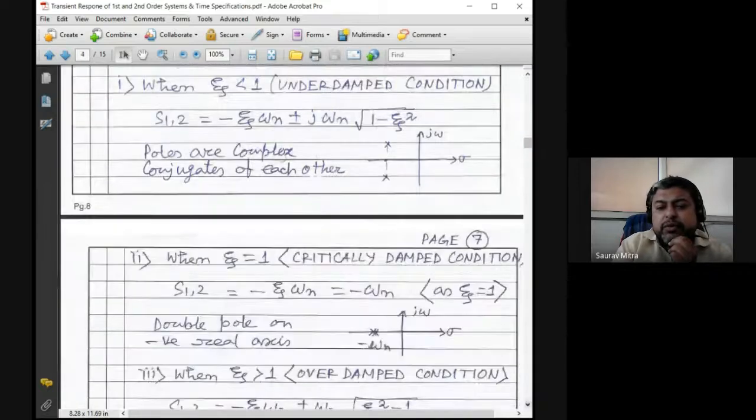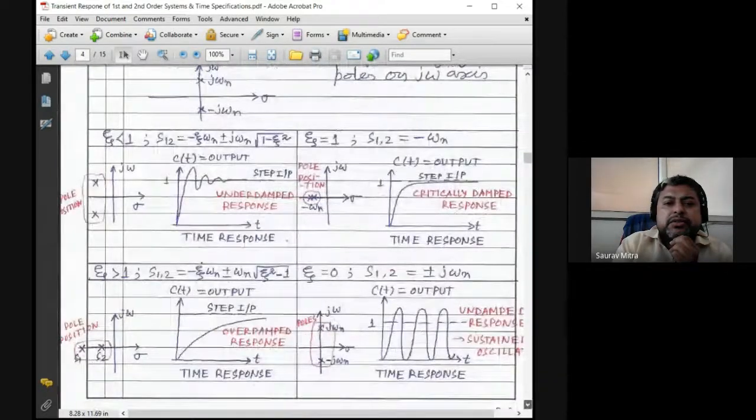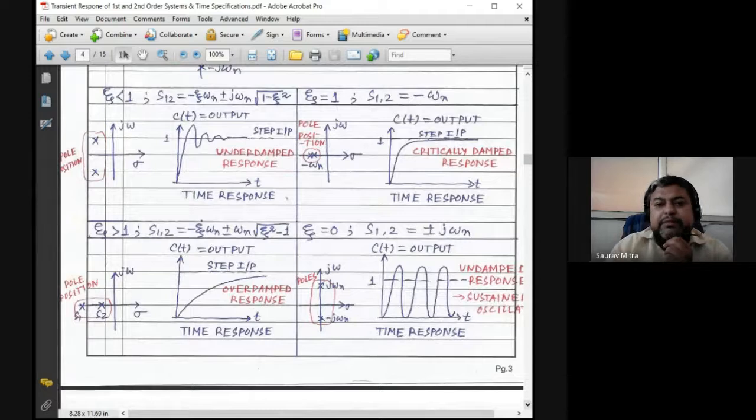Now, depending on the pole position, what are the things? As we don't know pole position and all these things, let it be. This is another diagram you have to remember. Don't see the left side, don't see the pole zero position. I will come again to this diagram in the fourth chapter, when we do pole zero position. Just see the responses.